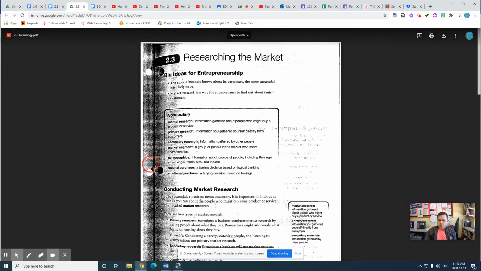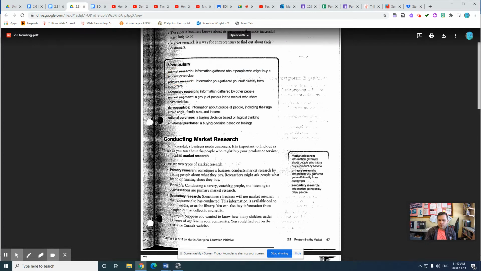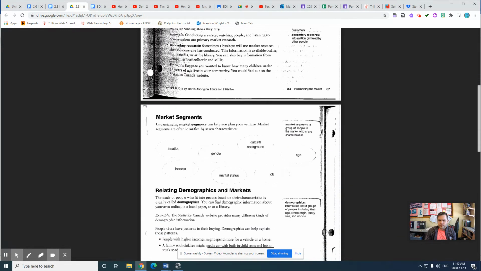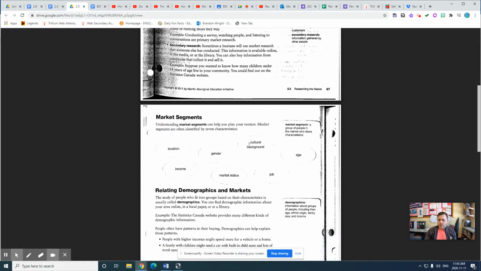So I would like you to read all the terms here in the vocabulary section, as well as the rest of the reading, but pay special attention to the bolded words. And when you are conducting your market research, you'll find that a business has customers that belong to certain market segments.